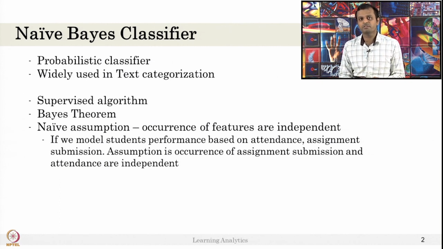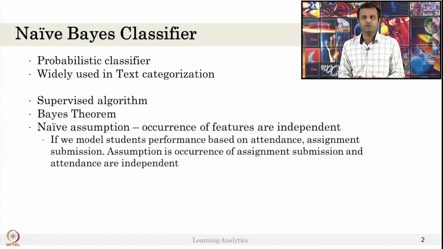Suppose you try to model the students' performance based on their attendance, assignment submission or engagement in the class. You have to assume that these occurrences are independent. Although it is not really possible, since the student has to attend the class to improve engagement, naive Bayes makes this assumption, that is a naive assumption.